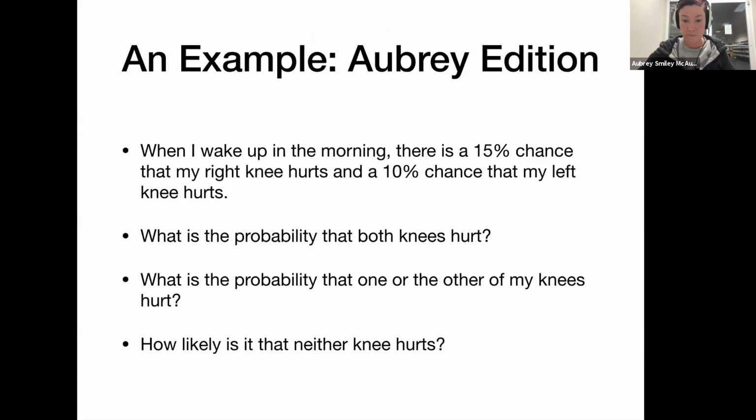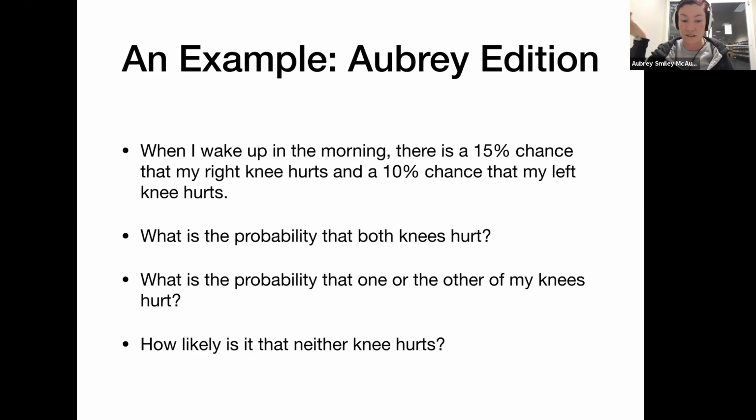both knees hurt. But what about the probability that one or the other of my knees hurt? That's going to be 15% plus 10% minus, in parentheses, 15 times 10%. And why do we need to subtract that interaction? Because it's in the middle of the Venn diagram and we don't want to count it twice. So we always subtract that interaction.